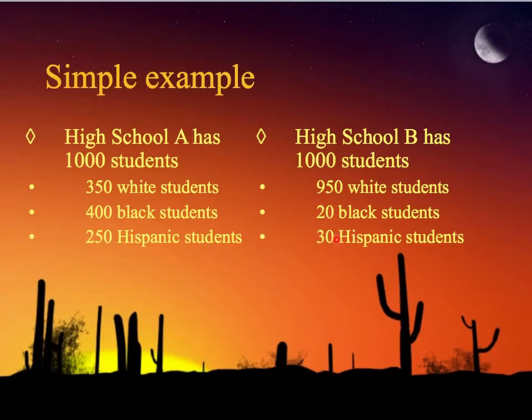Now let's look at evenness. When we compare evenness, we look at the numbers, relatively, in each of those populations. Notice high school A here has 350 white students, 400 black students, and 250 Hispanic students. Pretty even, right? Not a lot of difference there. But look at high school B. While they have the same richness as high school A, they're very different in evenness. Here we have 950 white students, only 20 black students, and only 30 Hispanic students. So the number of students in each of those populations is not even.